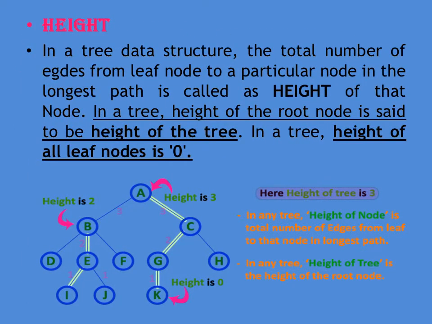Height. In a tree data structure, the total number of edges from leaf node to a particular node in the longest path is called as height of the node. In a tree, height of a root node is said to be the height of the tree. In a tree, height of all leaf nodes is 0. Here, height of A, which is root node, is 3, whereas height of B and C is 2.